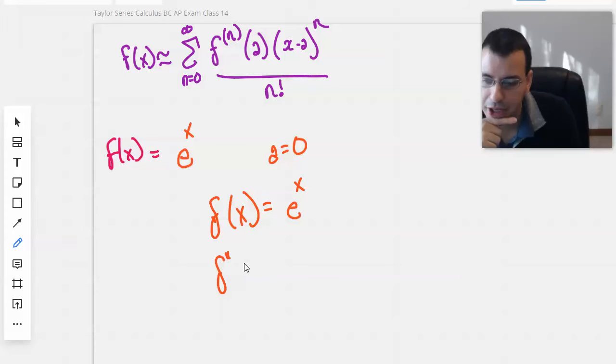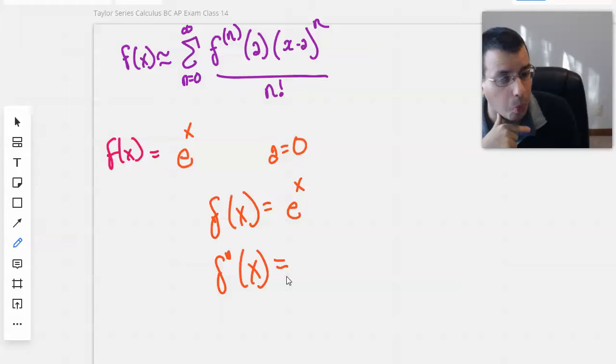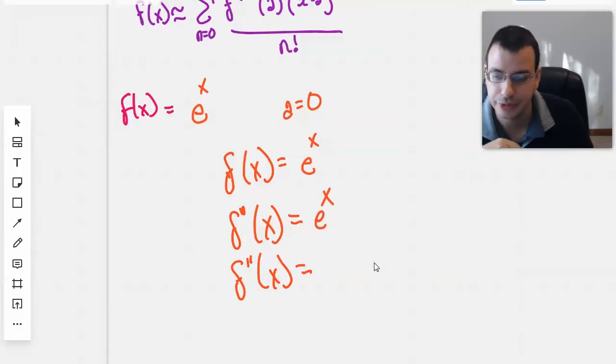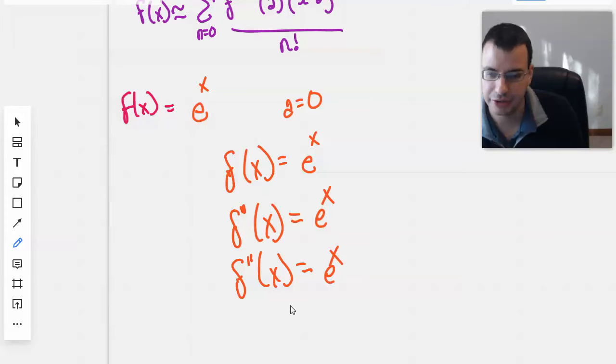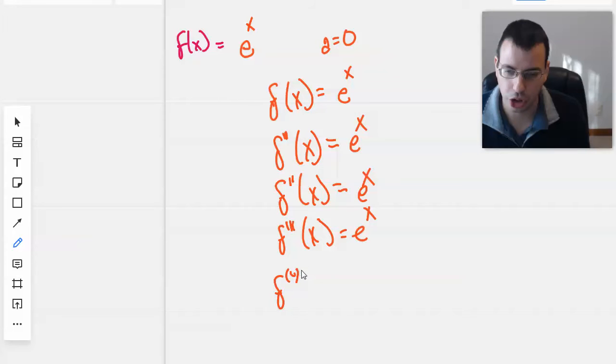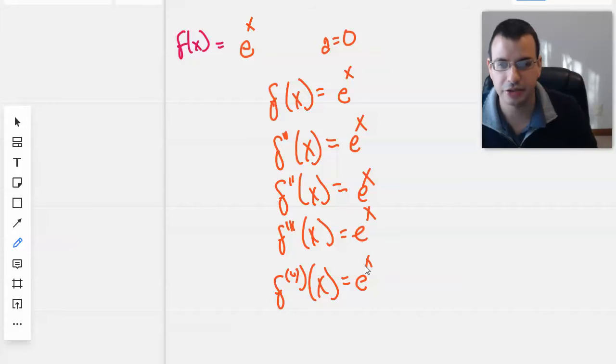F prime of x equals e to the x. F double prime of x equals e to the x. Okay, I can probably go these quicker. I see the pattern. And you can see how my notation is going quickly sliding downhill. Equals e to the x.